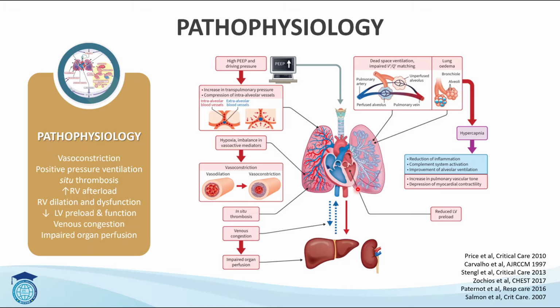At the same time, the stroke volume from the right ventricle is going to be decreased. That will lead to reduced LV preload, and also the increased pressure on the right side here will lead to bowing of the septum and decrease in the LV function. The increased pressure on the right side here will lead to venous congestion, and that will impair organ perfusion.